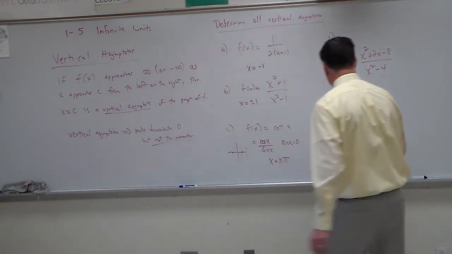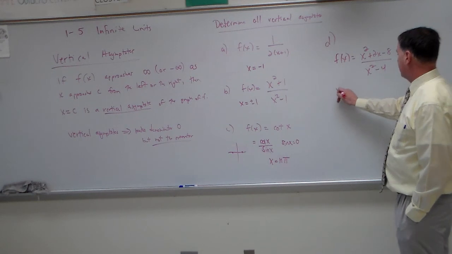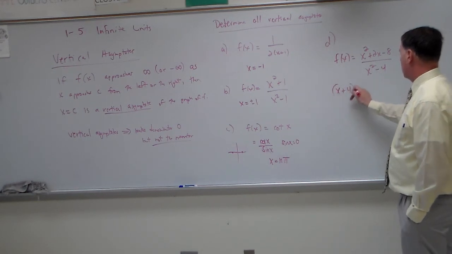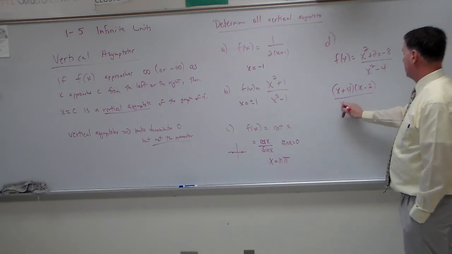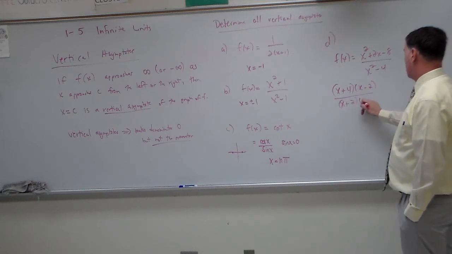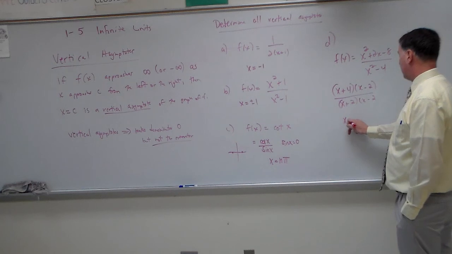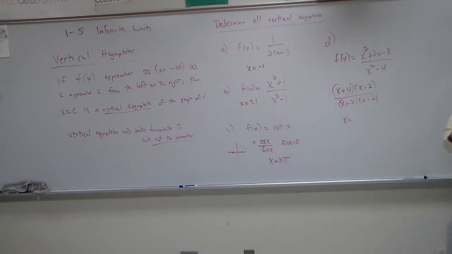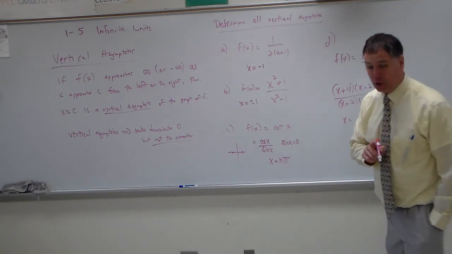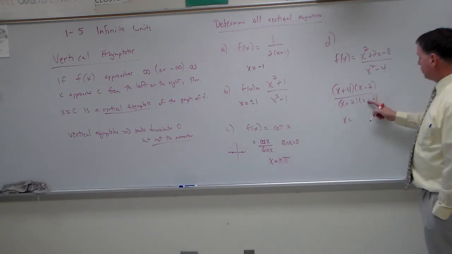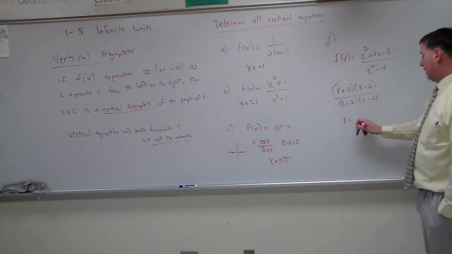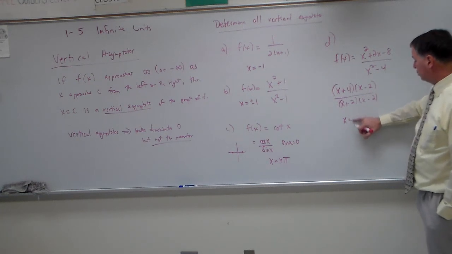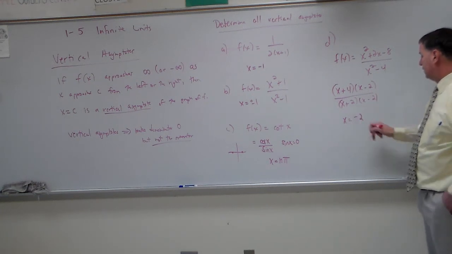When I look at this one, I'm going to factor the top: x plus 4, x minus 2, and factor the bottom: x plus 2, x minus 2. So we look at this one, and your first instinct is to say it has two vertical asymptotes. However, these two things would cancel. So we actually only have one vertical asymptote, and that's at x equals -2.